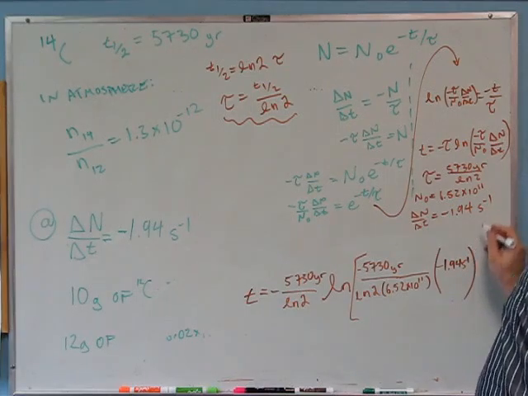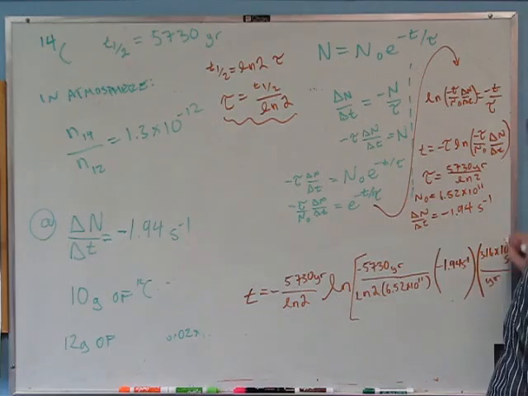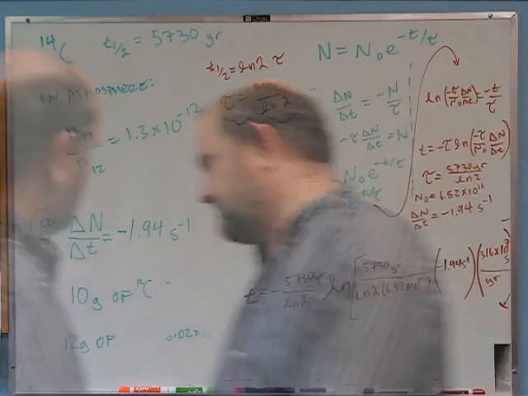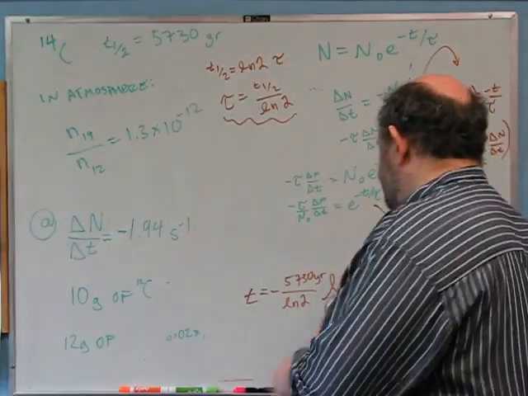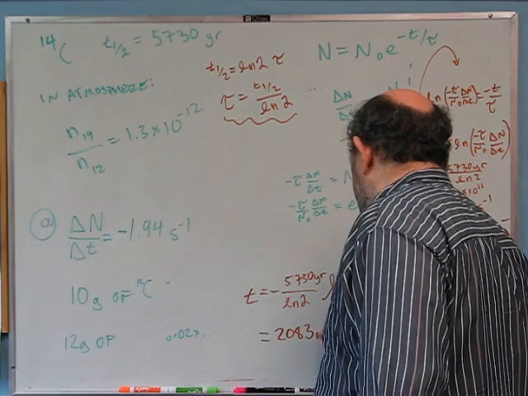And so now I have to put in the unit conversion. I know that there are 3.16 times 10 to the 7 seconds in a year. Close that parenthesis, close the bracket. Now I really have all the numbers to put in, including the unit conversion, so this works right. So I'll do that in my calculator. The result of all of this is 2083 years.